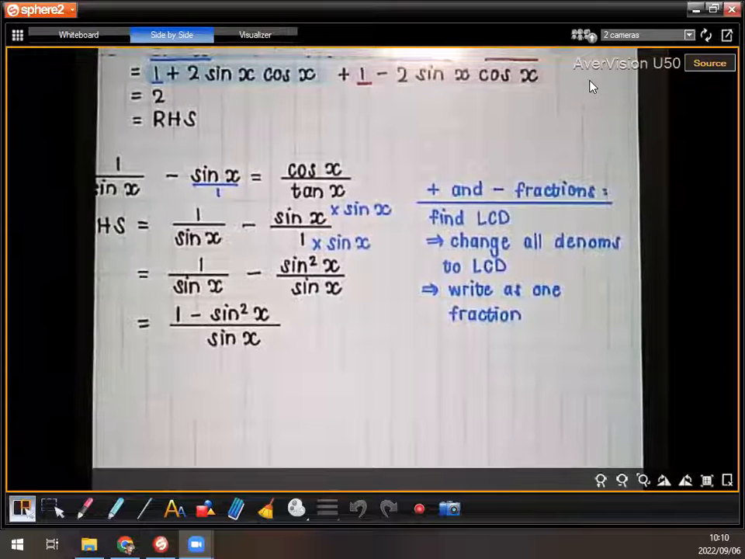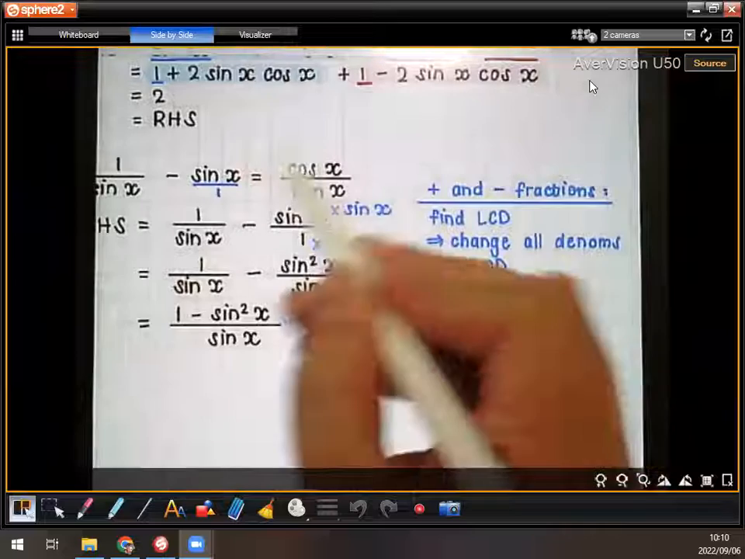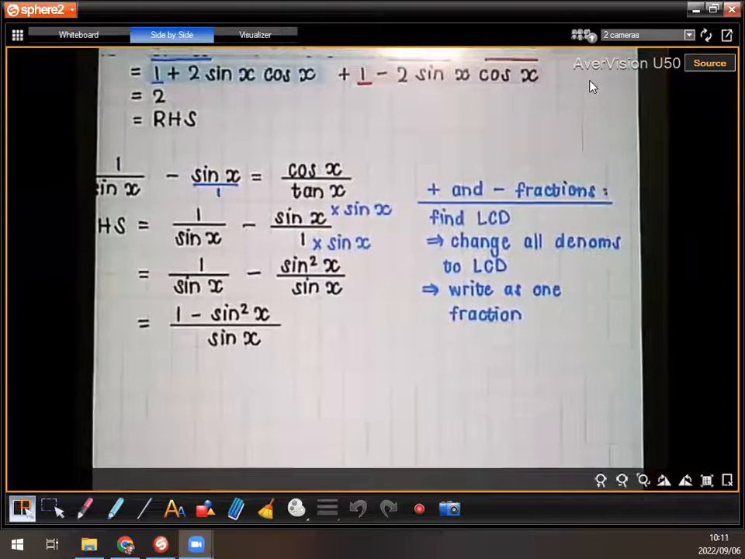Right, so now we at least have one fraction, which is what we're trying to get, but this fraction that we have doesn't quite look like the one that I'm working towards. Okay, so we're going to have to do something else. What can I do, guys? What can I do at the top there? 1 minus sin squared x. I can change that to cos squared x, hey?